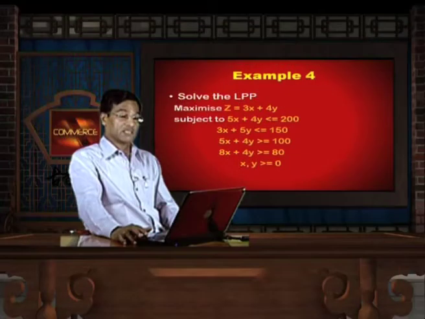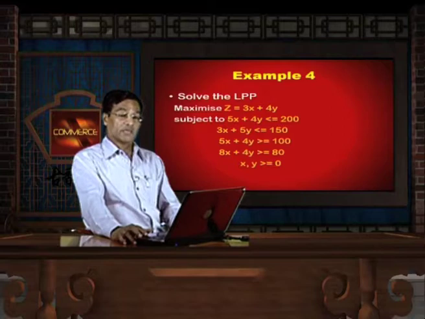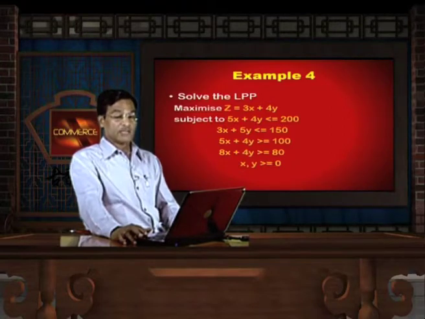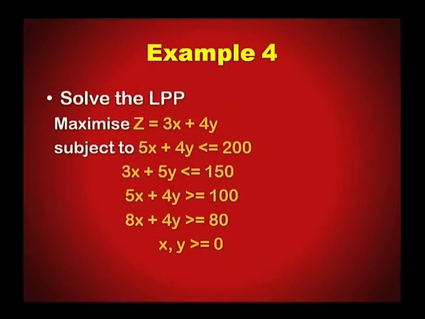Now, we will discuss some other type of problem. Example 4: Solve the LPP, maximize z equals 3x plus 4y subject to 5x plus 4y less than or equal to 200, 3x plus 5y less than or equal to 150, 5x plus 4y greater than or equal to 100, 8x plus 4y greater than or equal to 80, x, y greater than or equal to 0.